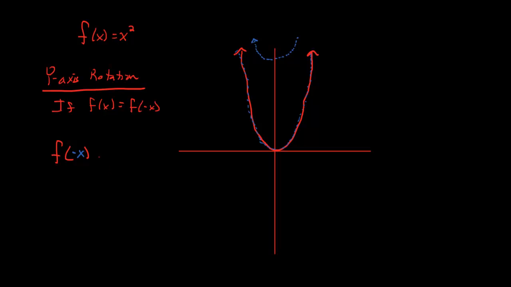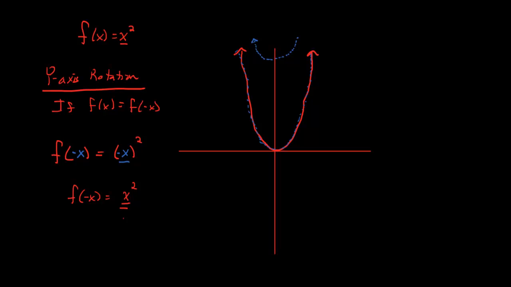So this will equal (-x)². But when I square a negative, we're just going to get the same function back. We get the same original function back. So that means that this graph is symmetric about the y-axis, and this was actually the rule for y-axis symmetry and even functionality, that when you plug in a negative x to your function, if you get back the original, that means that you are symmetric with respect to the y-axis.